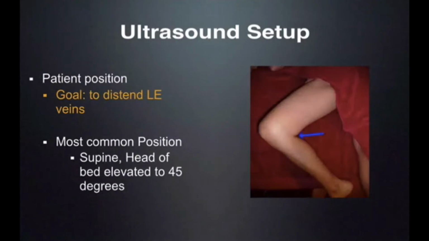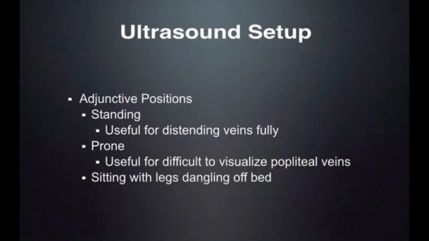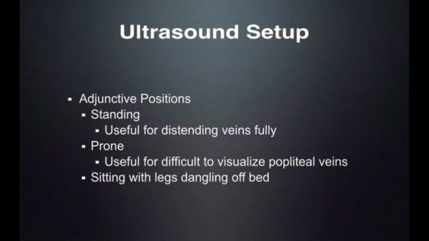For patient position, we're going to try to orient the patient to expose as much of the upper leg as possible because we're going to be trying to get up into the inguinal area. And you want the veins to be as distended as possible. So we're going to have the patient supine and have the head of the bed elevated to about 45 degrees. Now, sometimes when it's difficult to evaluate the veins, you might have to use some adjunct positioning, such as having the patient stand up to fully dilate those lower extremity veins, or have the patient go prone and have their leg flexed just a little bit so you get better visualization of the popliteal veins.